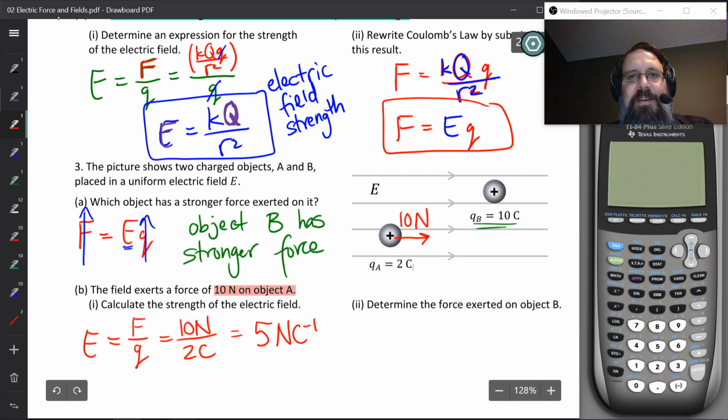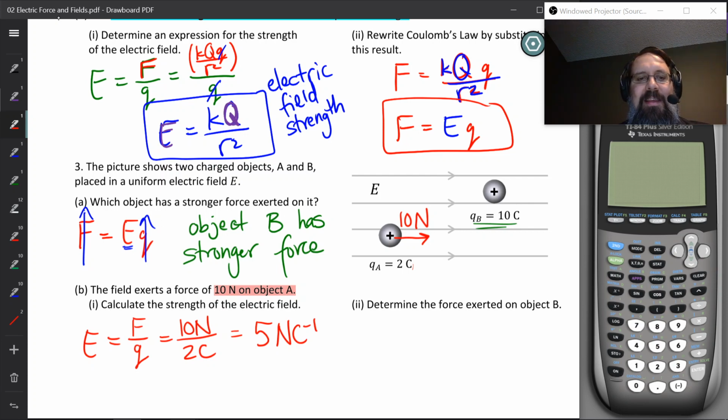So this field exerts 5 newtons for every coulomb of charge that's placed in the field. So this is a way of saying, hey, we'll tell you how your charge will behave if it's put in this field. It will get 5 newtons of force for every coulomb of charge the object has. And so that's why we define the electric field this way, so that the charge of the object in the field doesn't affect the strength of the field, but it will affect the force that it feels from the field.